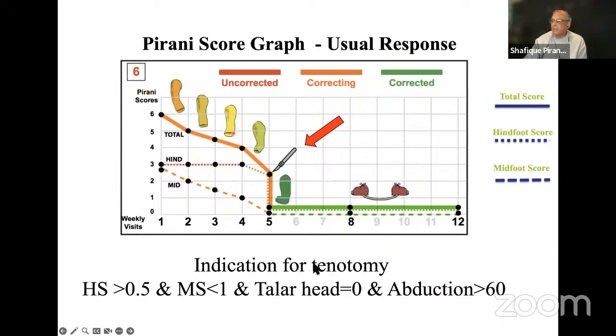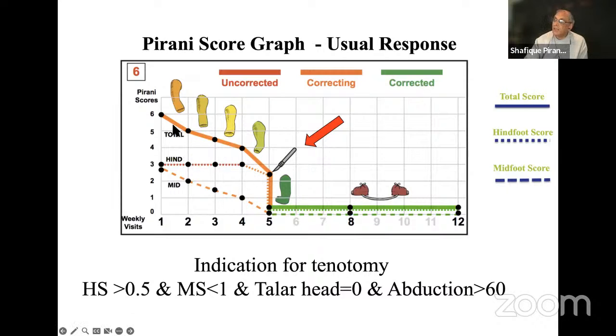If we believe this indication for tenotomy, that the midfoot is corrected but the hindfoot is not corrected, then tenotomy is usually indicated in about 90%. Using the Pirani score, it's easy to demonstrate. In fact, what I do is I show the parents. I say, look, feel the tendon; it's tight. Do you want me to release it? And they'll say yes. And that's the point here.